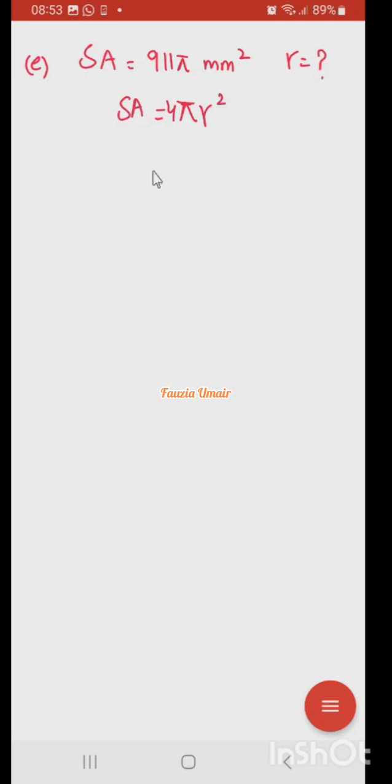Usually the question comes in like very basic level question, straightforward question. The radius will be labeled and you need to either find surface area or volume, or the volume will be given and you need to find out the radius. So simple, but you need to memorize the formulas. So 911 pi is equal to 4 pi r square. So take this 4 pi on the other side of the equation. So it would be 911 divided by 4 pi, right?